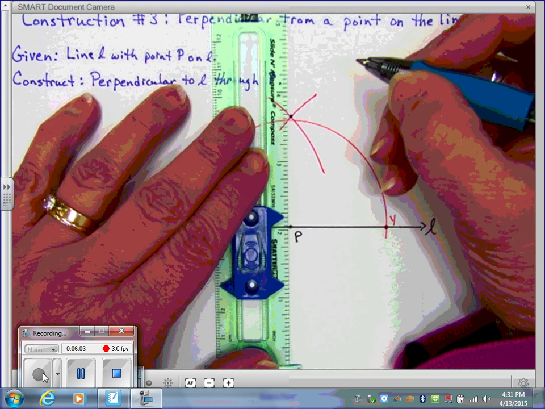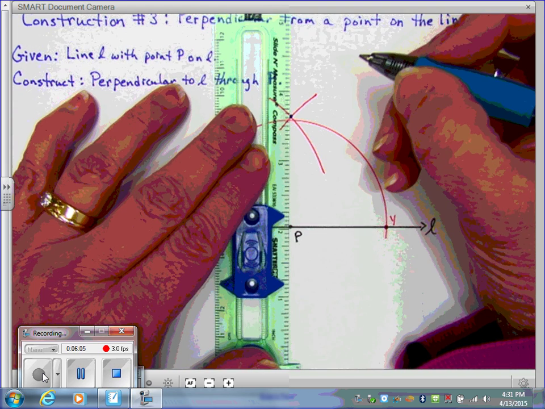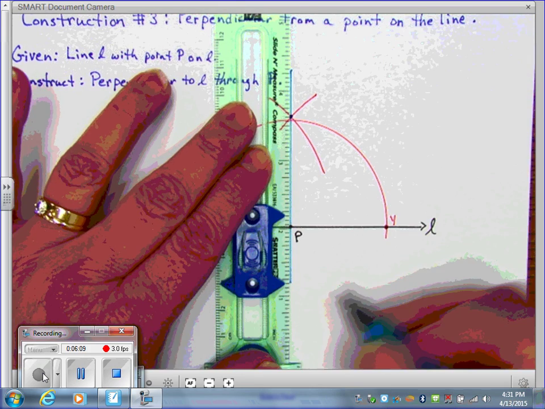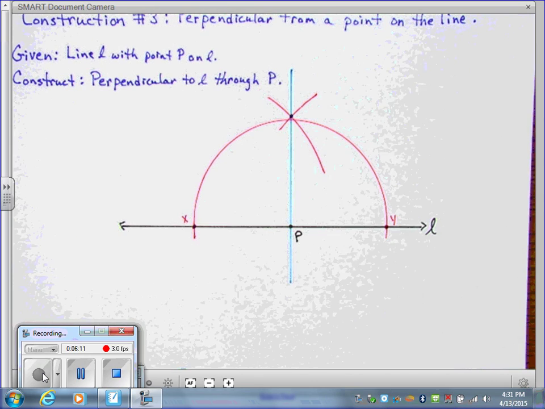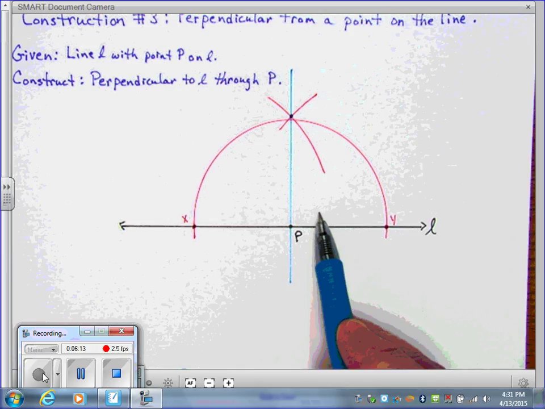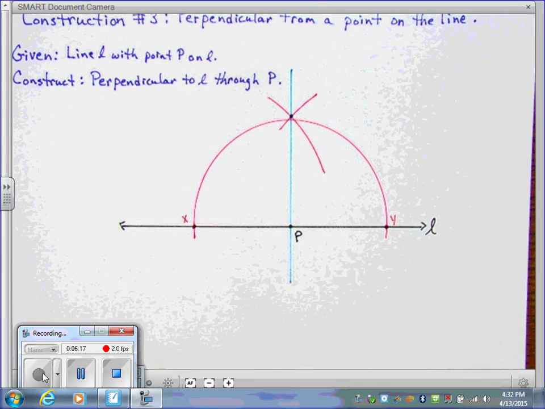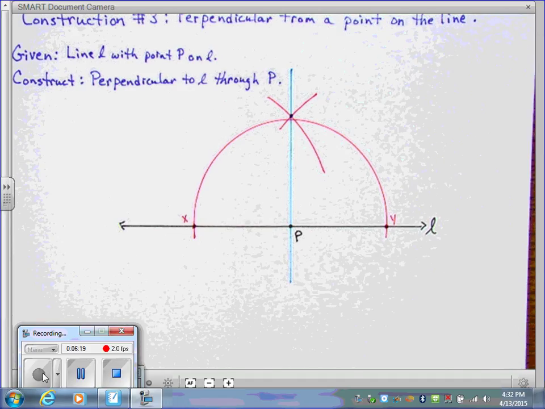There it is. And now very carefully and accurately, you want to be really accurate as you go in and draw these lines. There is my perpendicular. How does that look? These look like right angles? Yeah, they sure do. Okay, there we go. Perpendicular from a point on a line.